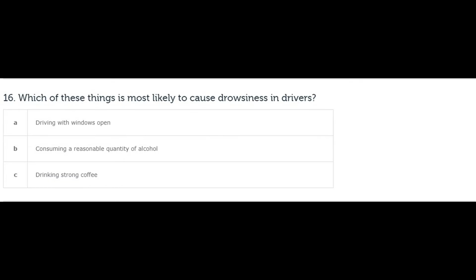Question 16. Which of these is most likely to cause drowsiness in drivers? A. Driving with the windows open. B. Consuming a reasonable quantity of alcohol. C. Drinking strong coffee.